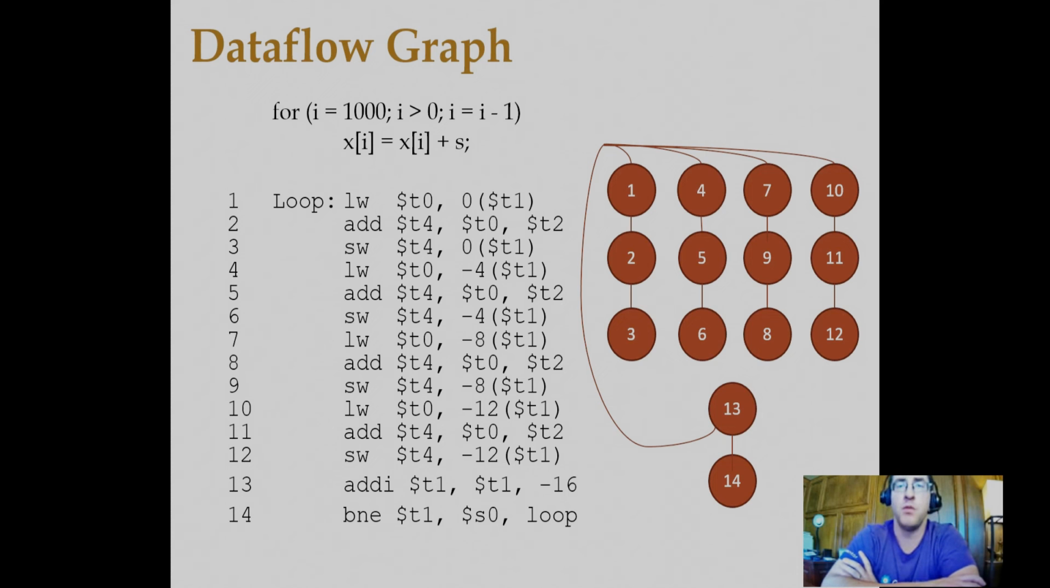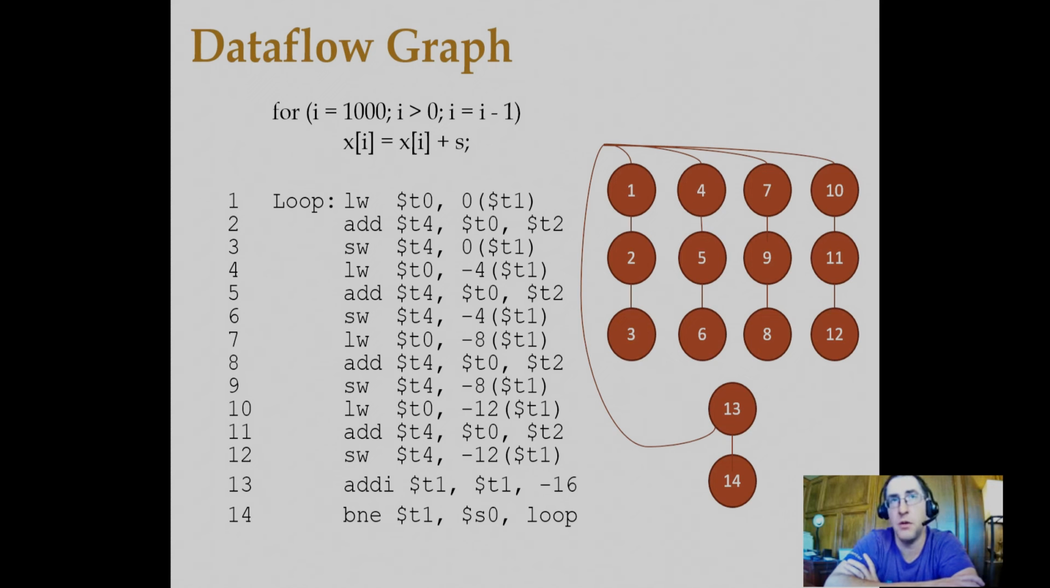And then we've got instruction 14, which is also dependent on 13. So that's a dataflow graph. A dataflow graph expresses the limit to which we can parallelize a chunk of code, because the dependencies imply some amount of serialization. 1 has to happen before 2, which has to happen before 3.